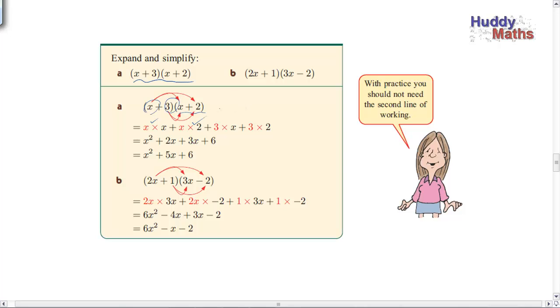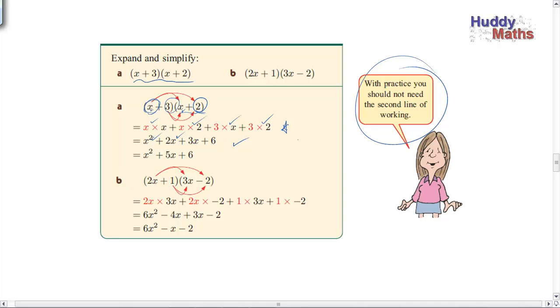And then the 3 times the other bracket. 3 times x plus 3 times 2. And what the little dude's saying over here, you could do that in your head and get to here as you go. X by x is x squared. X by 2 is go straight down there, if you wish.